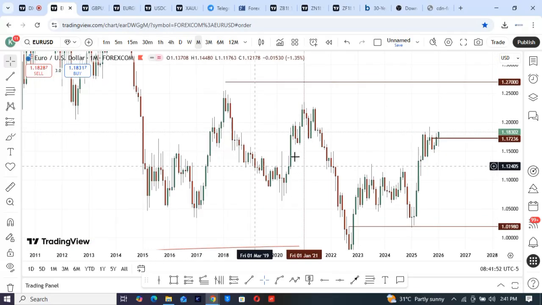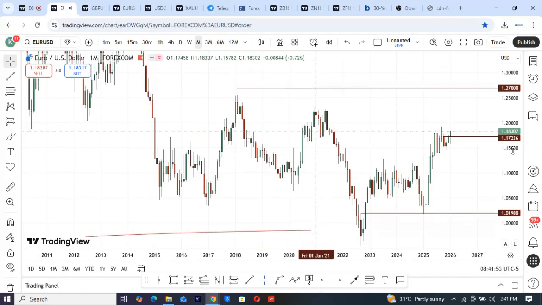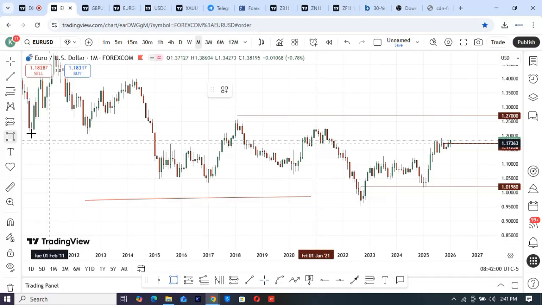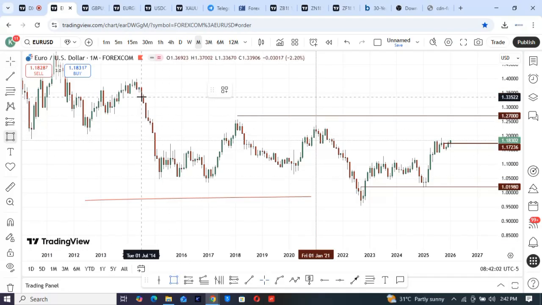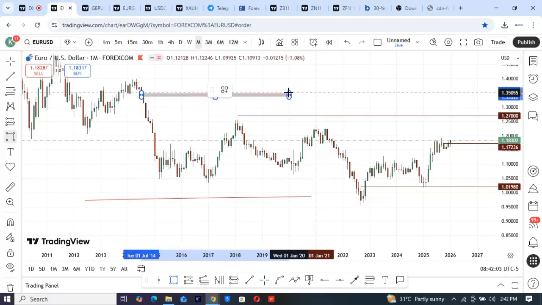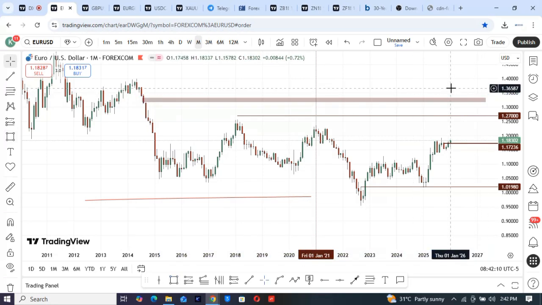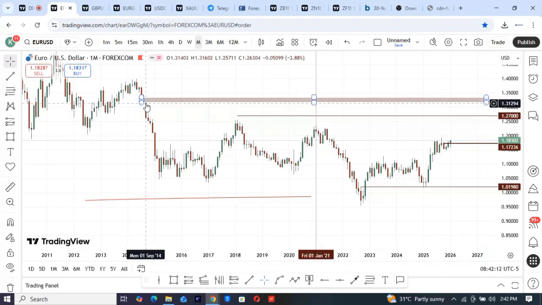So for euro, remember I said the mega trade is a trade that comprises of 1,000 pips, 500 pips, and more. So for euro, I will want to see this gap over here being filled up.